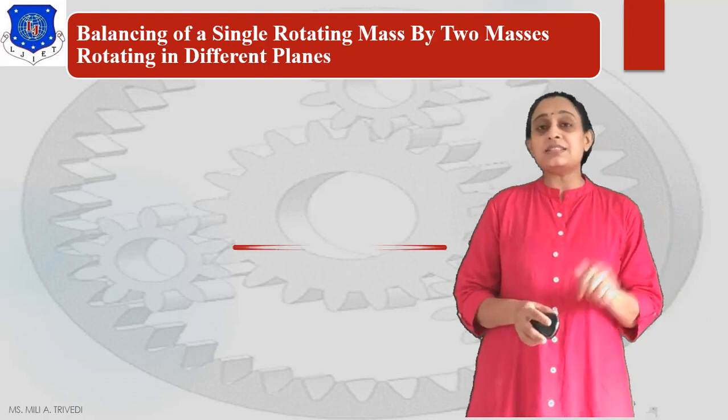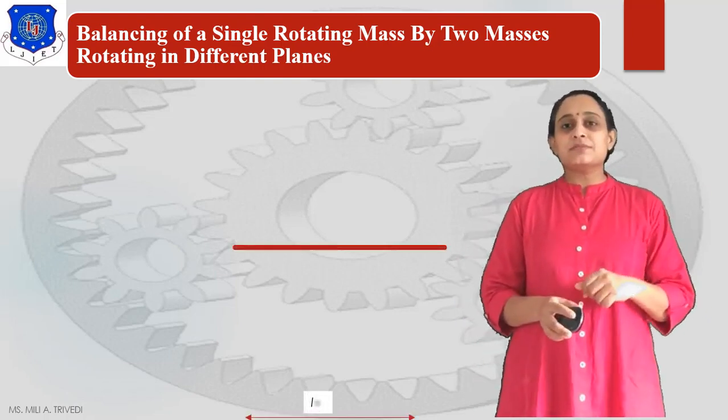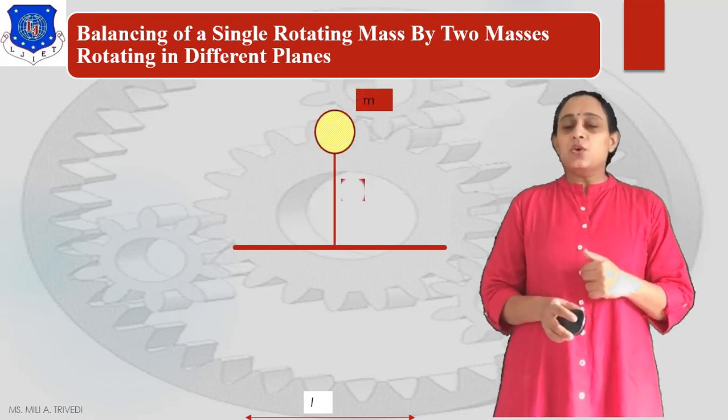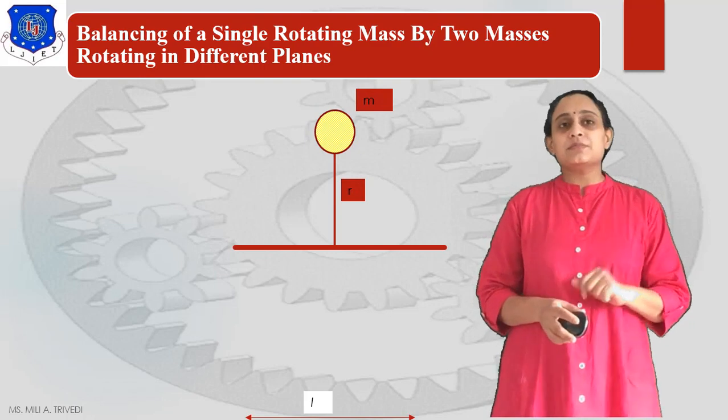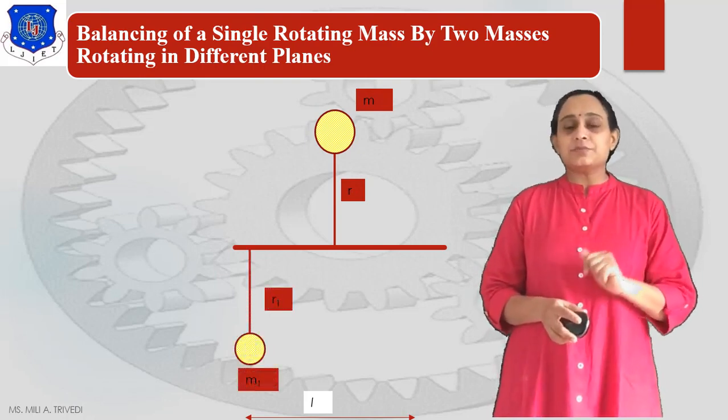Now let us have another theory: balancing of a single mass by two different masses. Let us assume there is a shaft. The mass is rotated on this shaft, and this mass is m at a radius r.